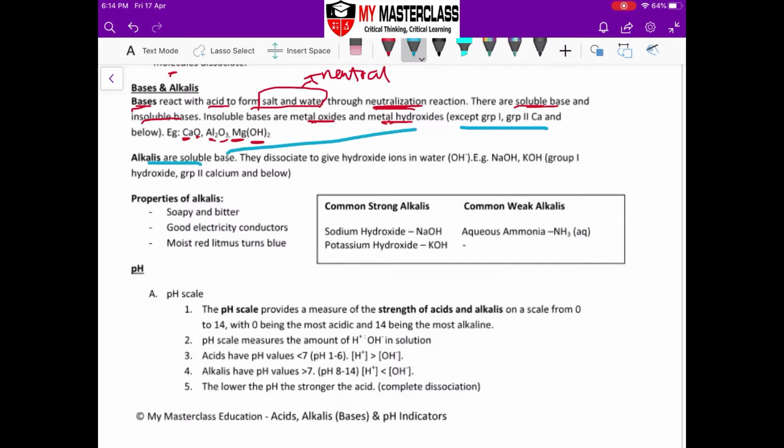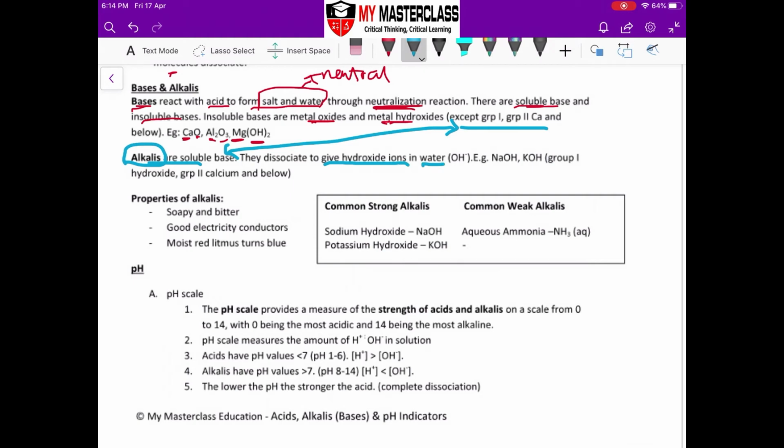Okay, the group 1 hydroxide, group 2 calcium hydroxide and below, they are the soluble bases. If they are soluble, we call them alkalis. Okay, alkalis definition, what is it? They dissociate to give hydroxide ions in water.